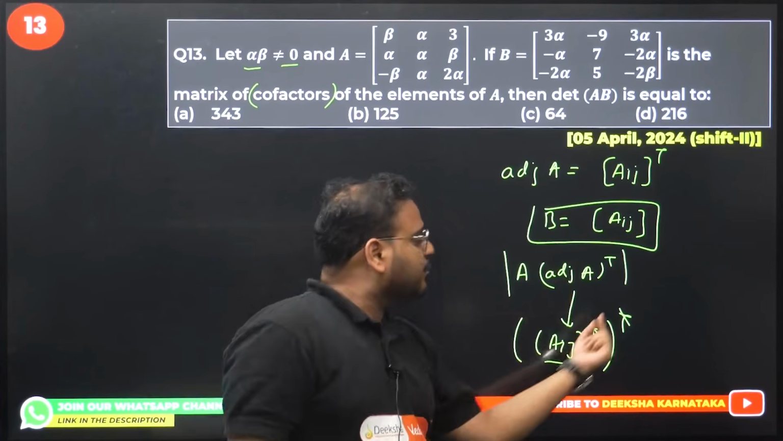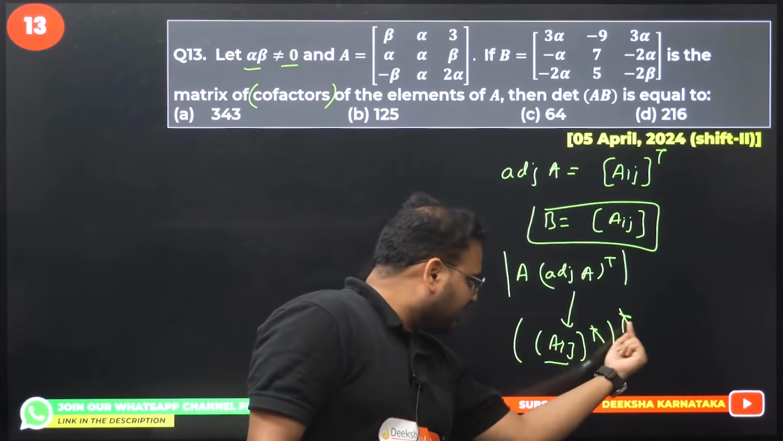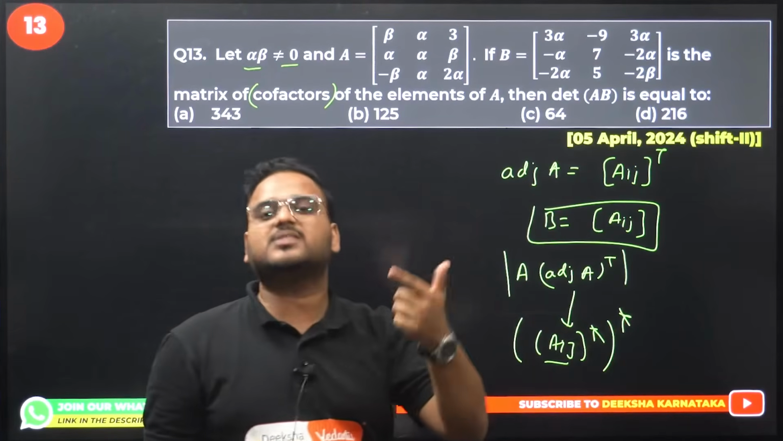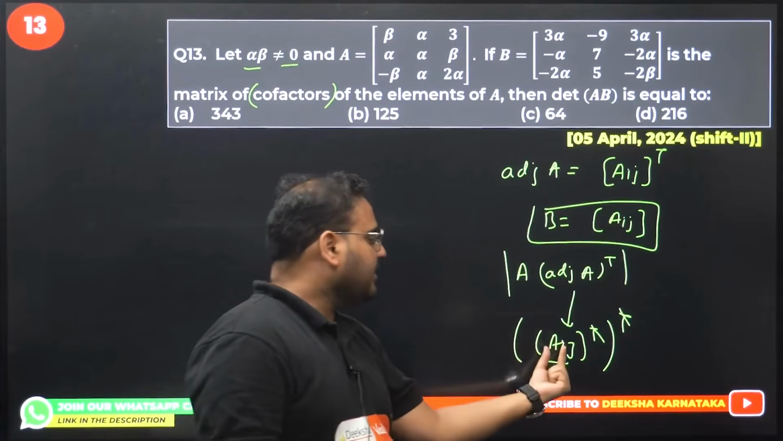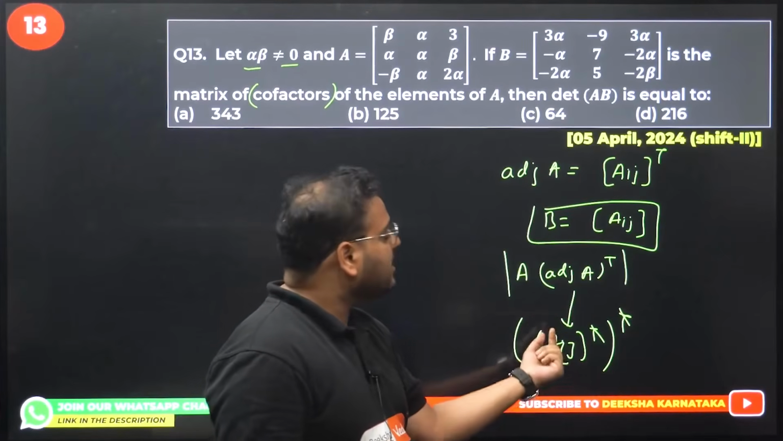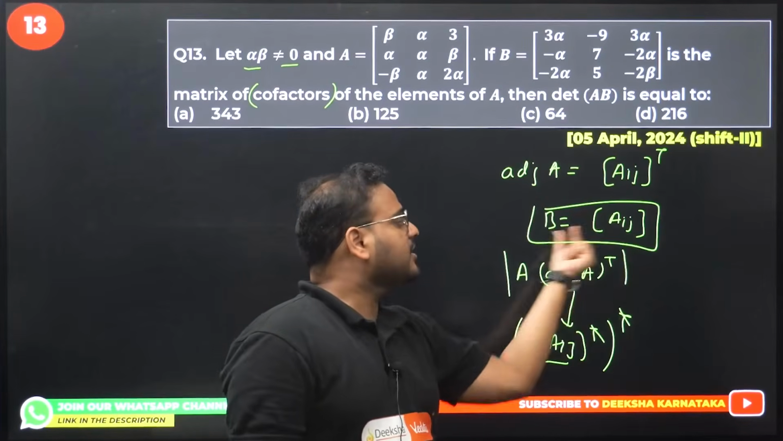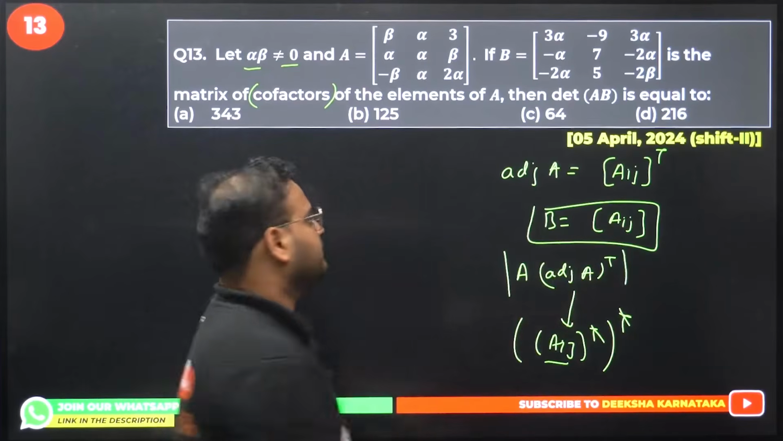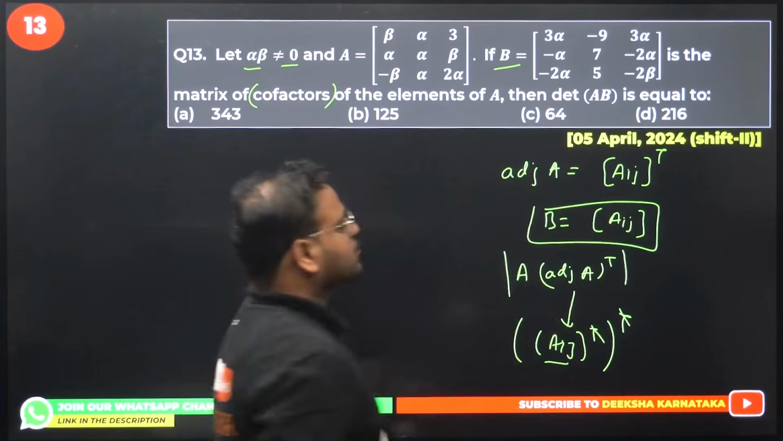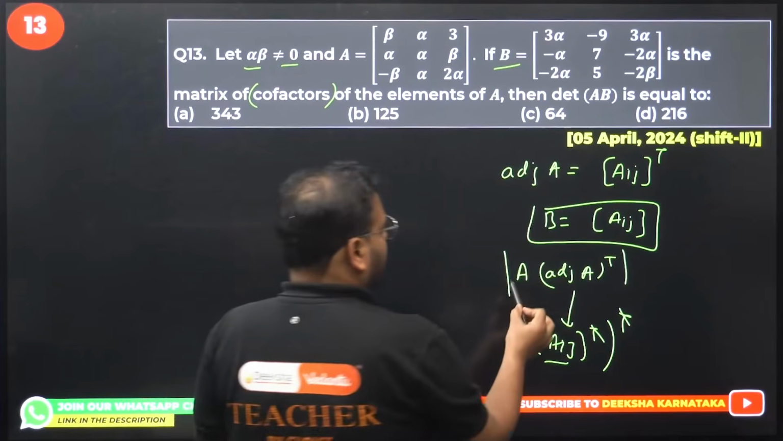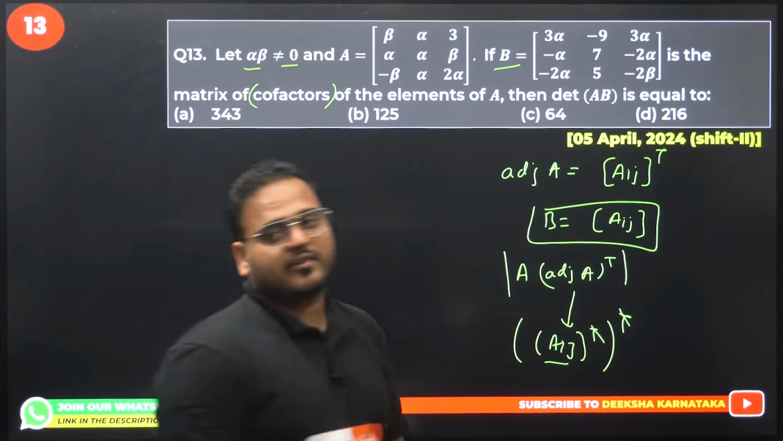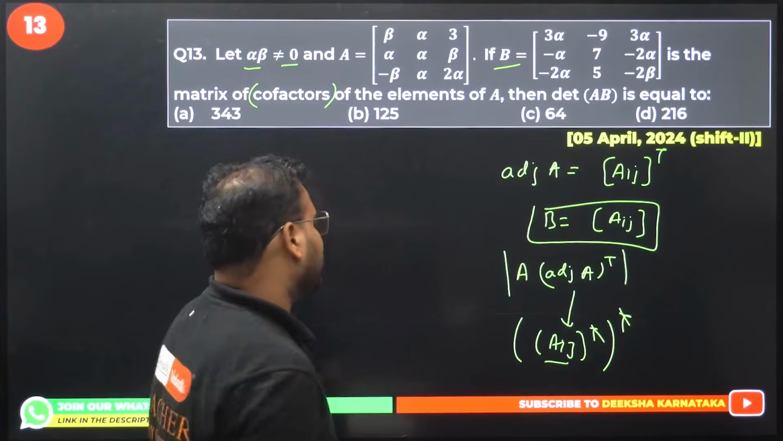And if I take the transpose of that also, it negates the effect of the transpose. The transpose is the matrix itself. So what I'm getting is basically Aij. What is Aij here? It is my cofactor matrix B. Have a look. So basically my result has to be A times adjoint of A transpose.